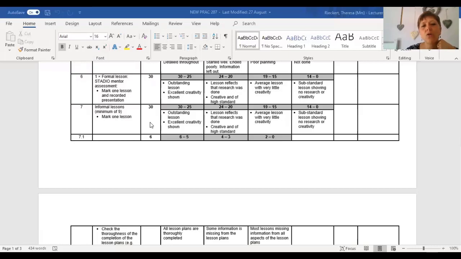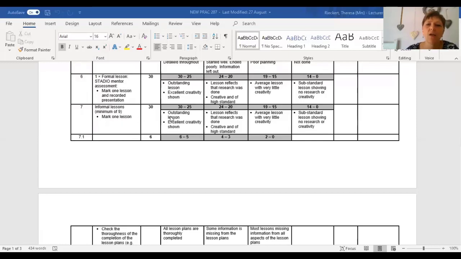Can I just please ask you that if the formal lesson was a life skills lesson, then please select a language or a maths lesson as the informal lesson. So don't mark lessons from the same subject for formal and for informal lessons, because then it will give you a better idea whether the student is capable of planning a life skills lesson and a language lesson, for instance.